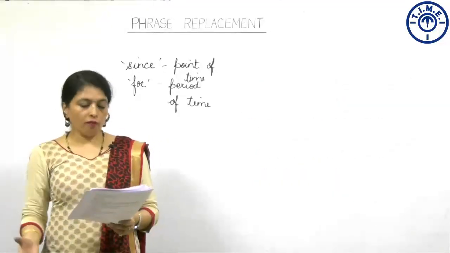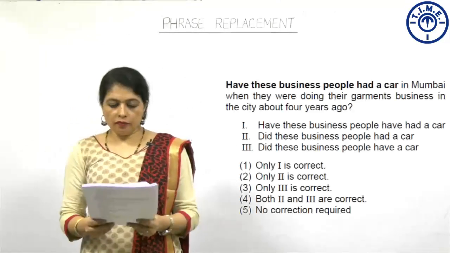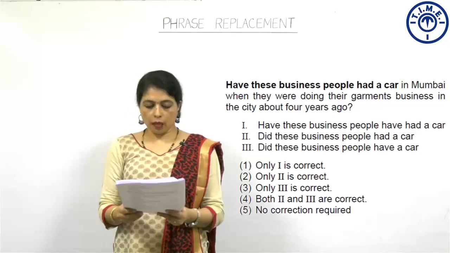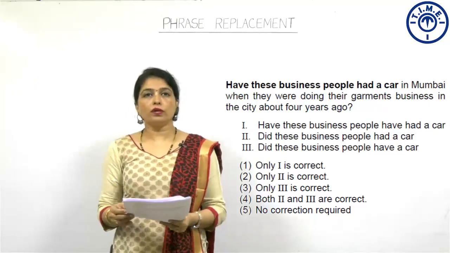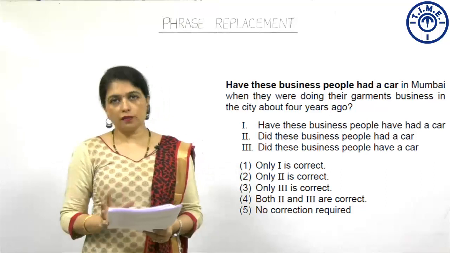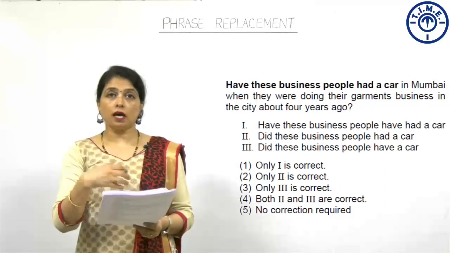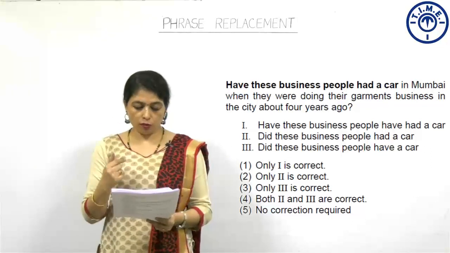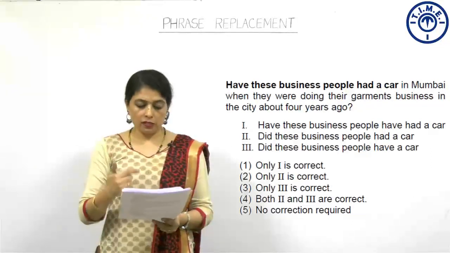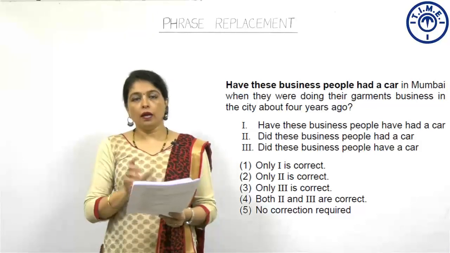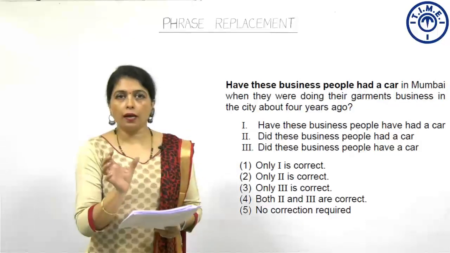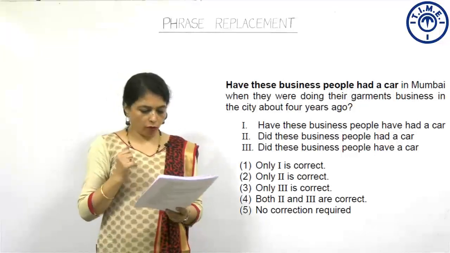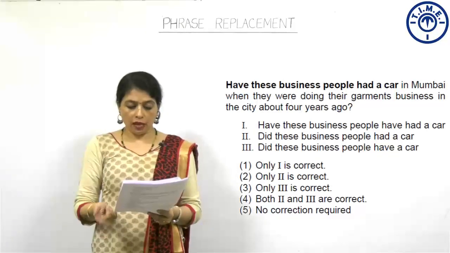So let's move on to the 5th question in this series now. Have these business people had a car in Mumbai when they were doing their garments business in the city about 4 years ago? So we have an interrogative sentence before us and it starts with "have." The part that's highlighted, given in bold, is at the very beginning: "Have these business people had a car?" And we need to look at this part and, among the options, choose the option which can be substituted for it. "Have these business people have had a car?"